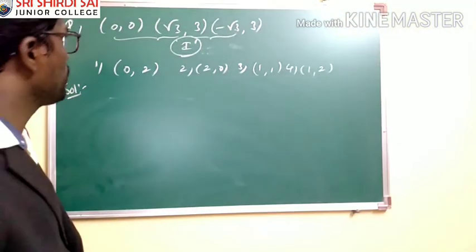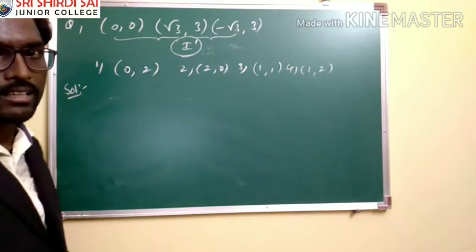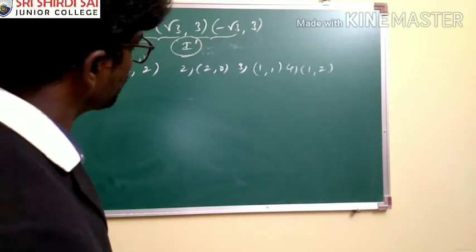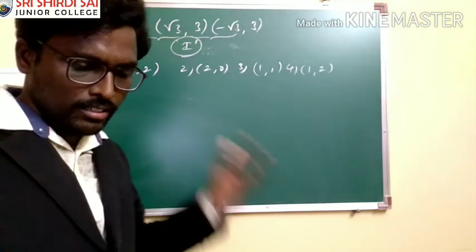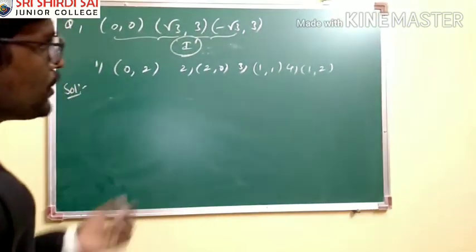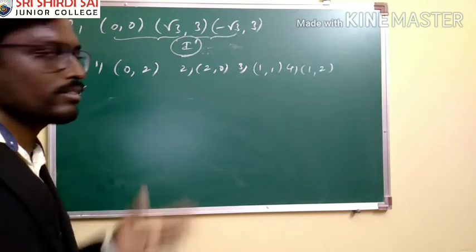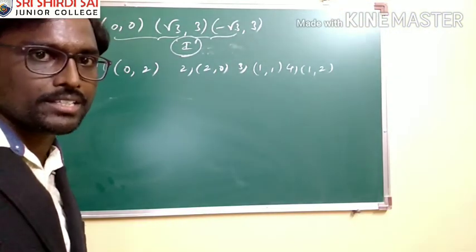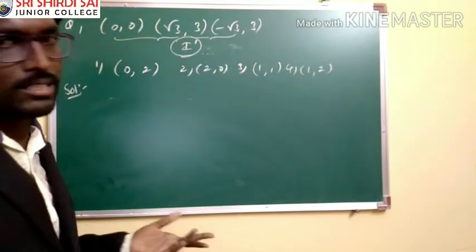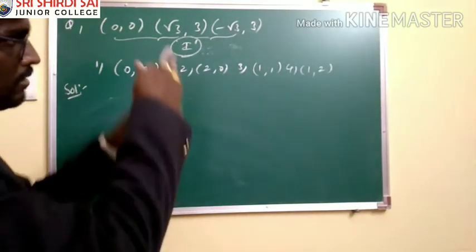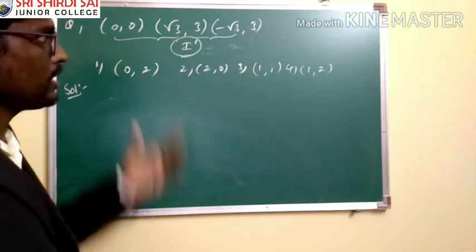Okay, let's see the next problem. The coordinates of the vertices of the triangle are 0, 0, root 3, 3, and minus root 3, 3. Then what is the incenter? We can approach it in two ways. In one way, we can take the lengths of the sides of the triangle, understand what type of triangle it is, and work out the incenter directly by the formula we have taken.